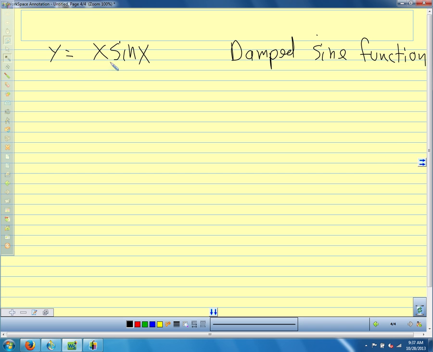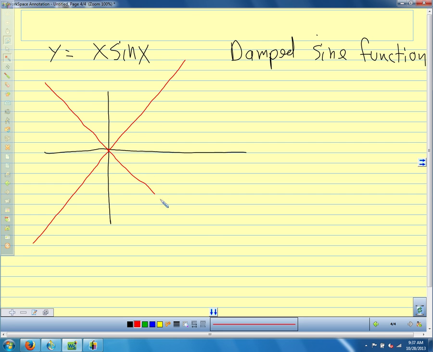So what is the graph of y equals x, this function that's in the front? It's just a line, right? A line with slope 1 that goes through the origin. So to sketch a graph of this damped sine function, I have this line y equals x that goes like so. And because sine goes from positive 1 to negative 1, I'm going to graph y equals negative x too, because sine goes up and down. So this is y equals x, and this is y equals negative x.